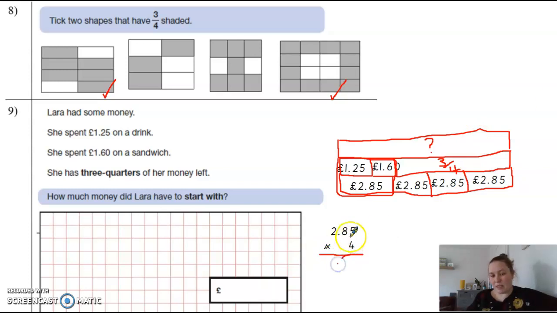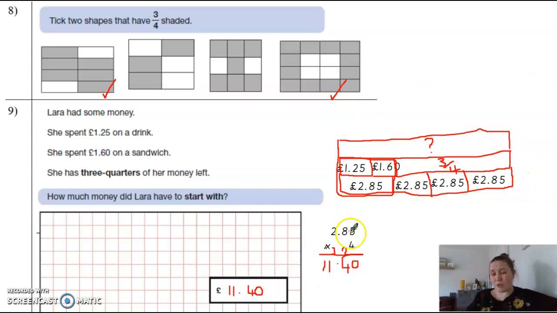I'm going to put my decimal point straight in. 5 times 4 is 20. 8 times 4 is 32. Add that 2 is 34. And 2 times 4 is 8. Add that 3 is 11. So now I've put all the pieces together and that is the whole. So how much money did Lara start with? She started with £11.40.